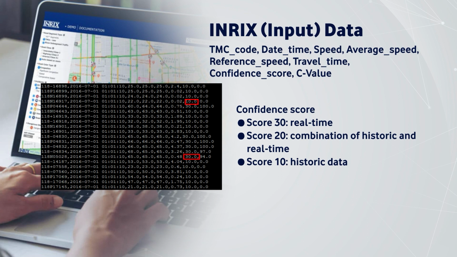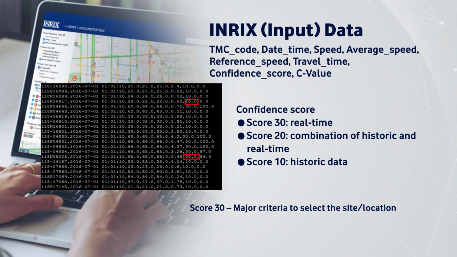If the confidence score is 30, it actually gives you the real-time data. If it is 20, it's a combination of historic and real-time data. If it is 10, it means it's historical data. So many times what happens is that when you don't have real-time data, it gives you the historical data of that particular route. For this particular case study, we have taken the real-time data, which means confidence score 30, as the major criterion to select the site or location here.